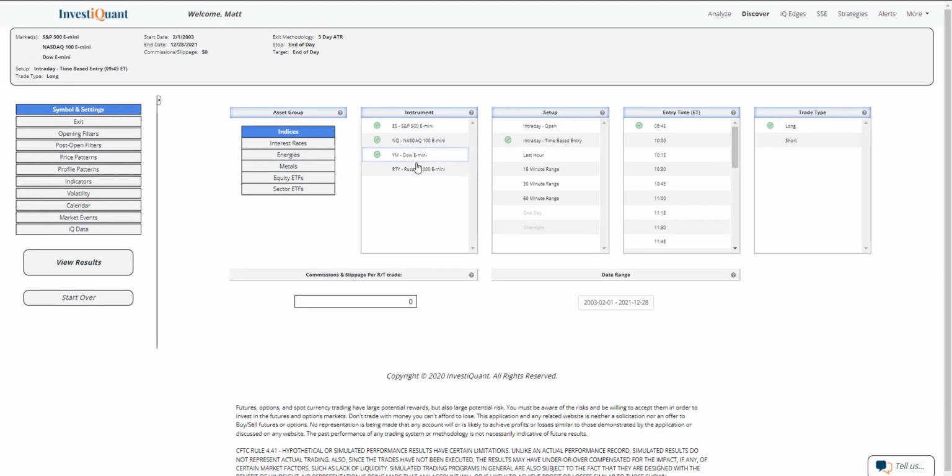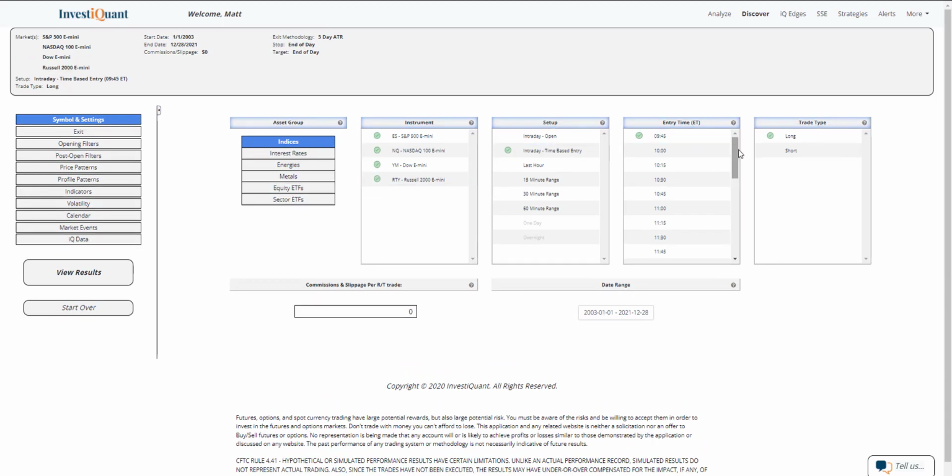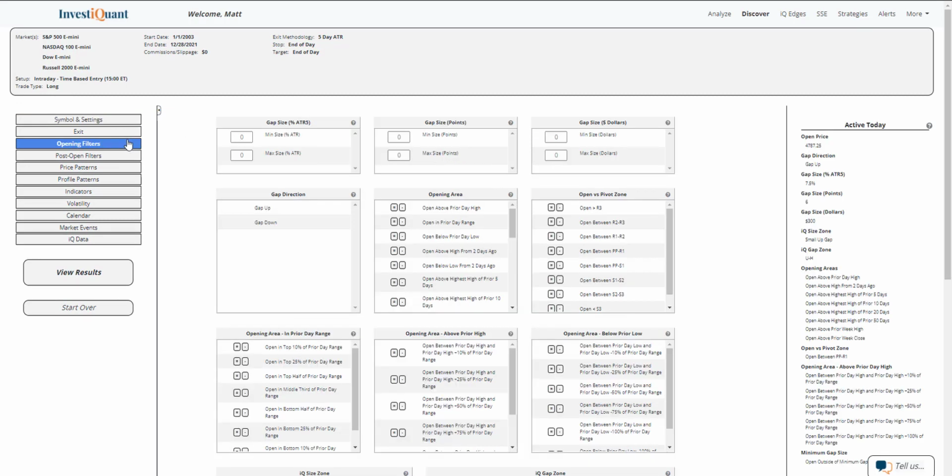I'm going to grab all four instruments here. The setup we'll be using will be based upon entering the market long at 3 p.m. Eastern Time, exiting at 4:15 p.m. Eastern Time. Now, this morning we gapped up, so I'm going to add that by going to the opening filters, gap direction, clicking on gap up.